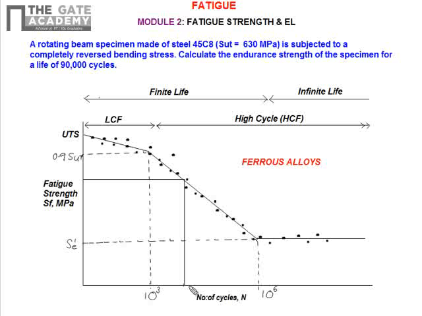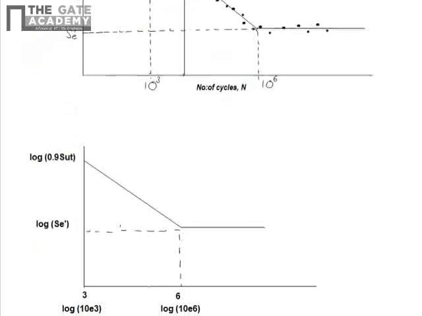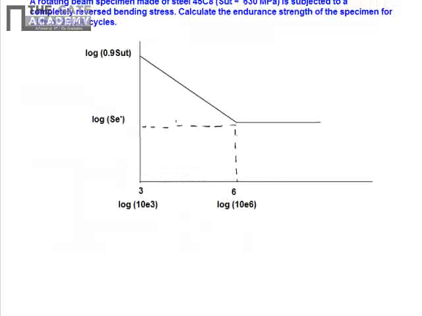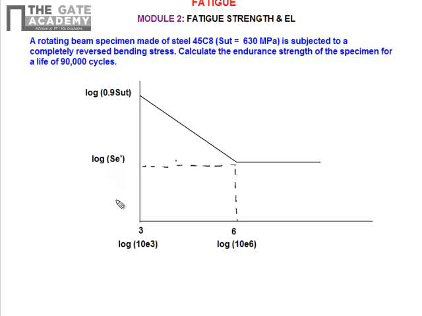If it has to withstand 90,000 cycles, what is the strength corresponding to those 90,000 cycles? So how to find this? We will try to make the SN diagram for our case. Since it lies between 10 raised to 3 and 10 raised to 6 cycles, we will try to enlarge this portion of the diagram, as shown here. Now we will draw the SN curve for this problem. It looks something like this.